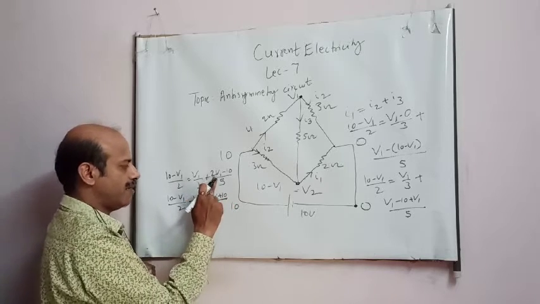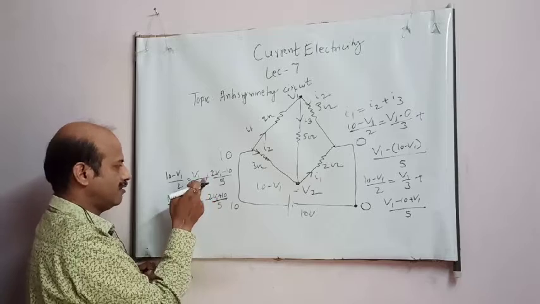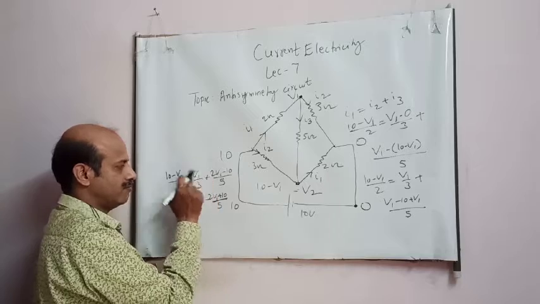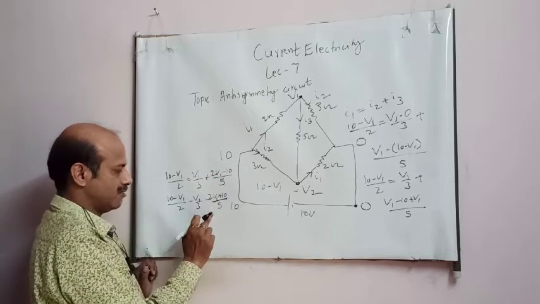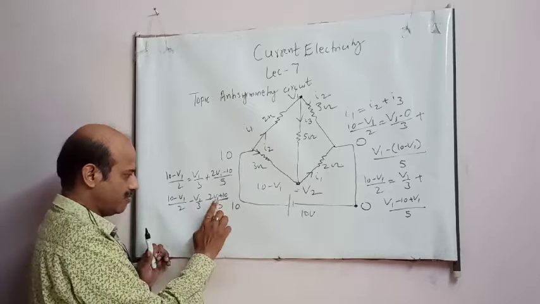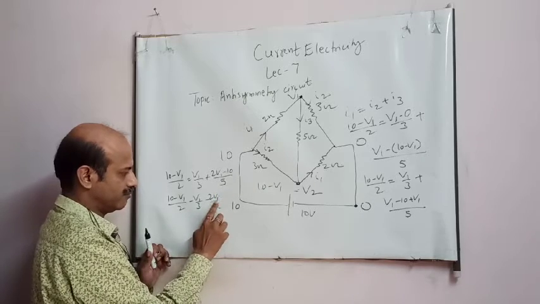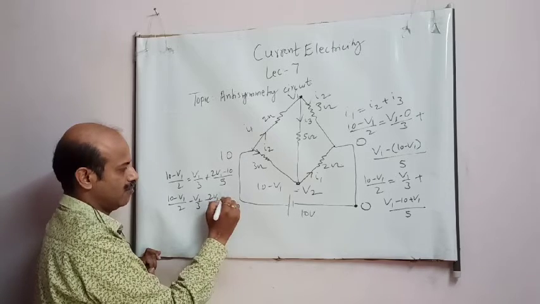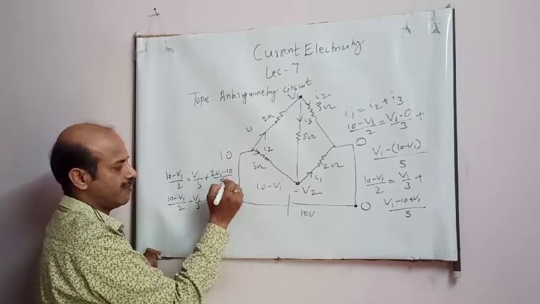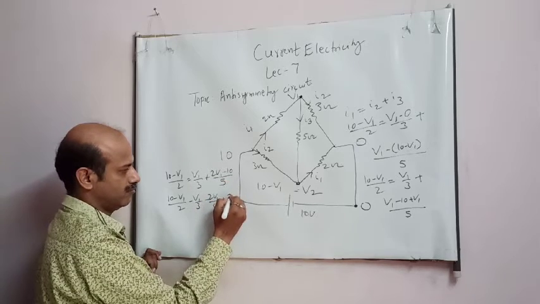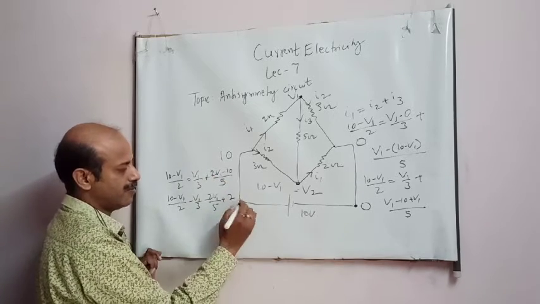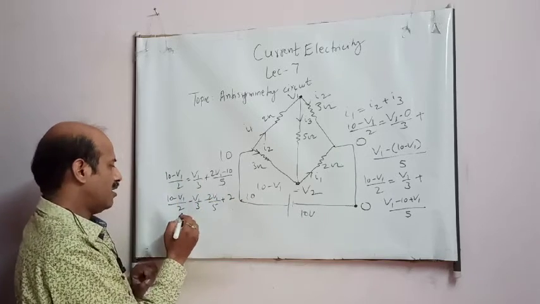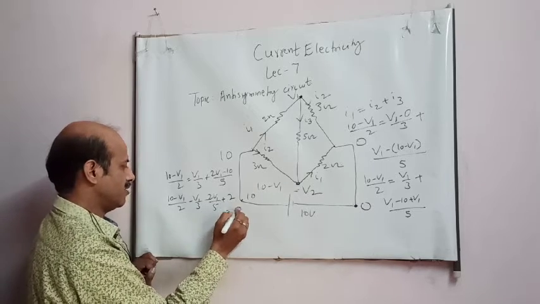Here, student, I have opened the bracket, and I have taken this to this side. So this will become minus, and this will become plus. So I can write this in an easier way like this: 2V1 upon 5 plus 10 upon 5, student, is 2. This 10 is this voltage, student. And this is equal to 0, student.